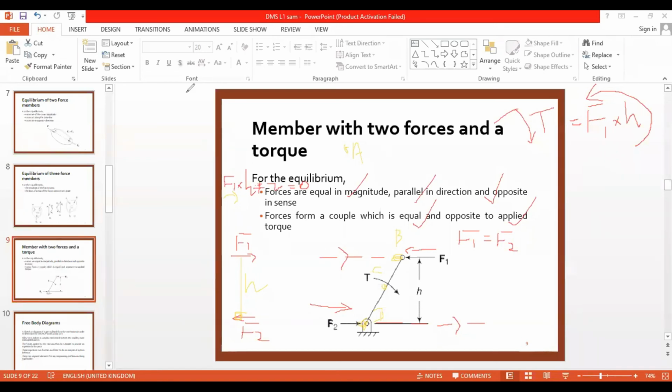Okay, so our first condition is two force members to be in equilibrium. Then next condition, three force members to be in equilibrium, and then we study a special case in that. Then we have two forces plus one torque, right? So that is the third condition.